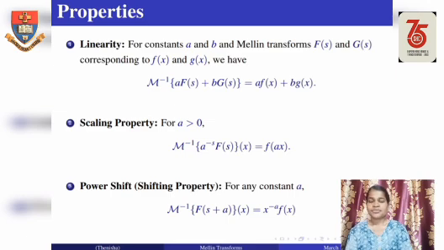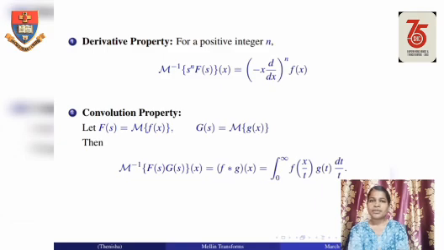3. Power shifting property. For any constant a, Mellin inverse of F of s plus a into x equal to x power minus a into f of x. 4. Derivative property. For a positive integer n, we have Mellin inverse of s power n into F of s equal to minus x into d by dx whole power n into f of x.